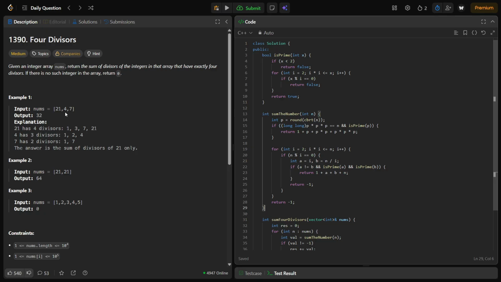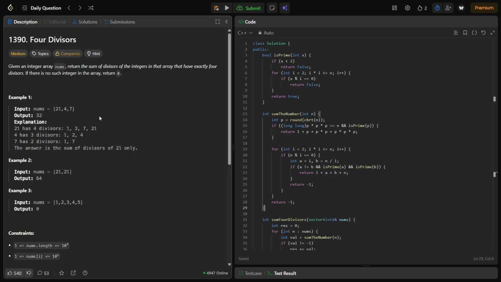Now divisors we all know, like multiplying the numbers from which we can form a number. Like 21 has 1, 3, 7, 21. Like this we can have numbers. Now what we need to do, we need to return the sum of the divisors of the numbers which have exactly 4 divisors.